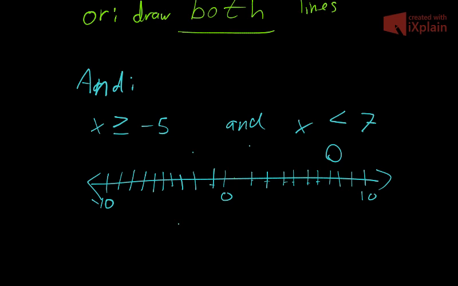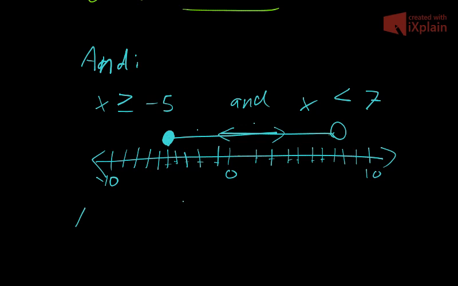Negative 5 is going to be the other way: 1, 2, 3, 4, 5. It's a closed circle because it's greater than or equal to. So it has to be both greater than or equal to negative 5, which is going to be this way, and it has to be less than 7, which is going to be this way. So when we have ands, what we want to do is connect our arrows. If I draw this like so, just connecting my arrows there, that is what my and would look like.